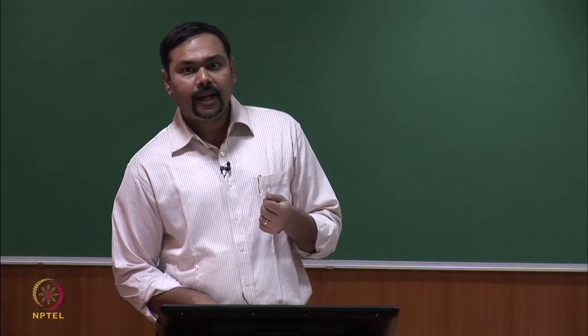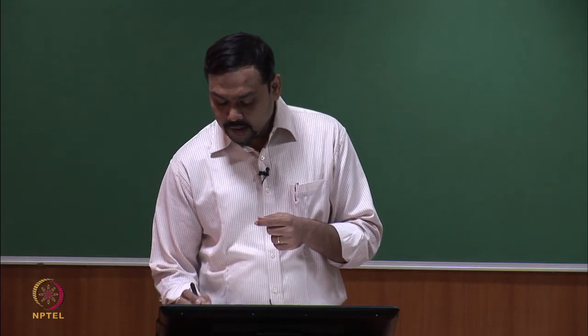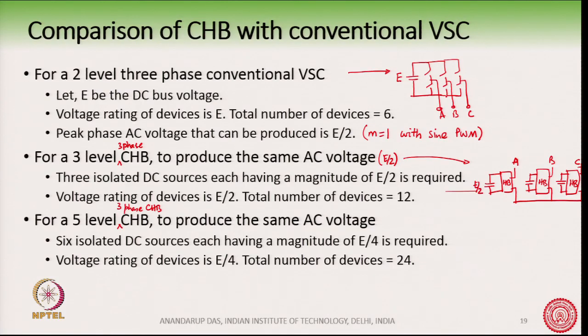Okay. So, there is something we gain, something we lose. What we gain is that we get lower rated devices of magnitude E by 2, but we require more number of such devices. And of course, one major drawback is that we require 3 isolated DC sources in this converter.